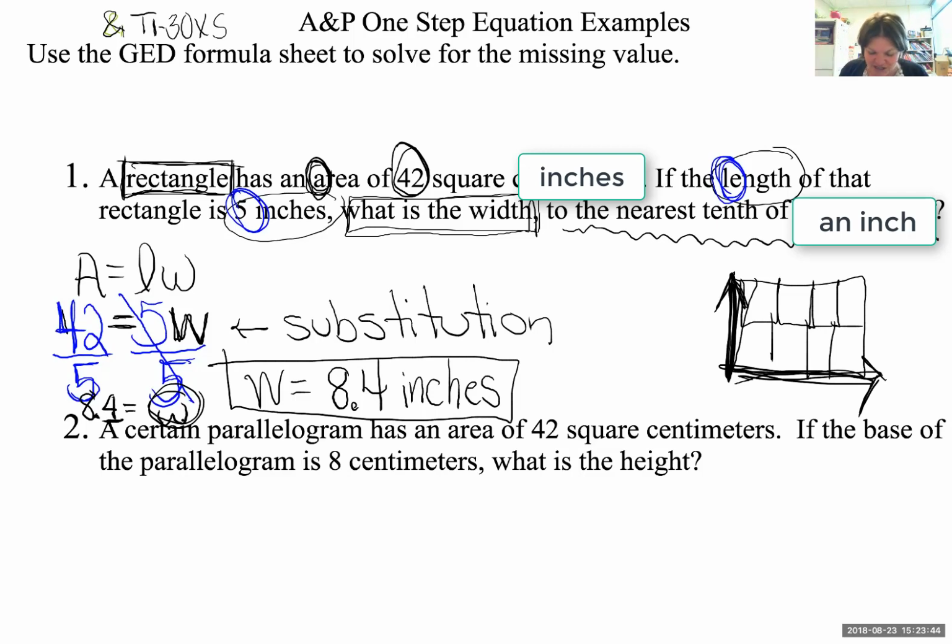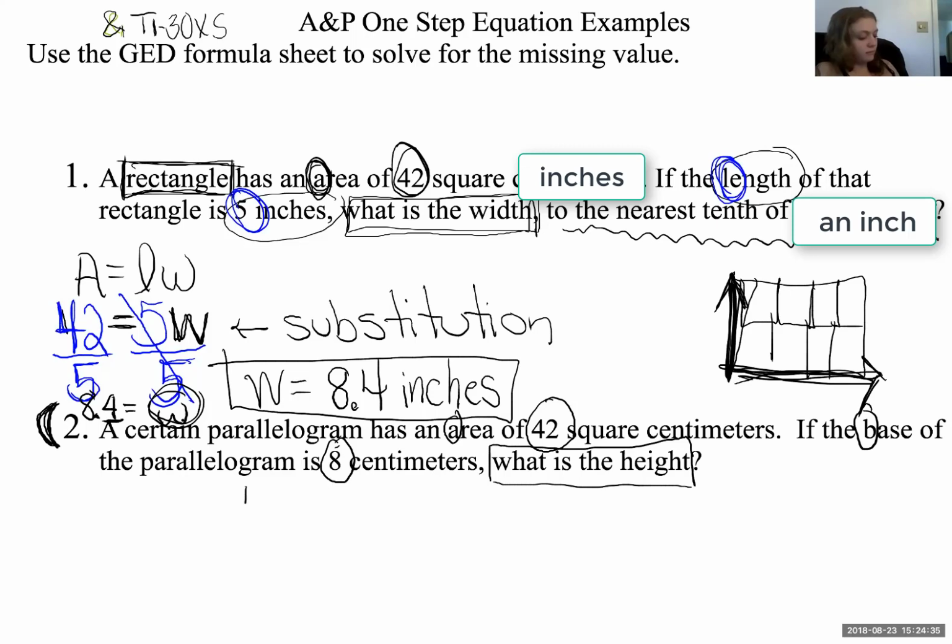Okay, so a certain parallelogram has an area of 42 square centimeters. If the base of the parallelogram is 8 centimeters, what is the height? Once again, I've been given an area and a base, and I'm looking for the height, and we have a formula that relates the area, base, and height of a parallelogram. Anybody, what is it? A equals base times height. Exactly, it's super easy. A equals BH. We're only doing one-step equations today. So A equals base times height.